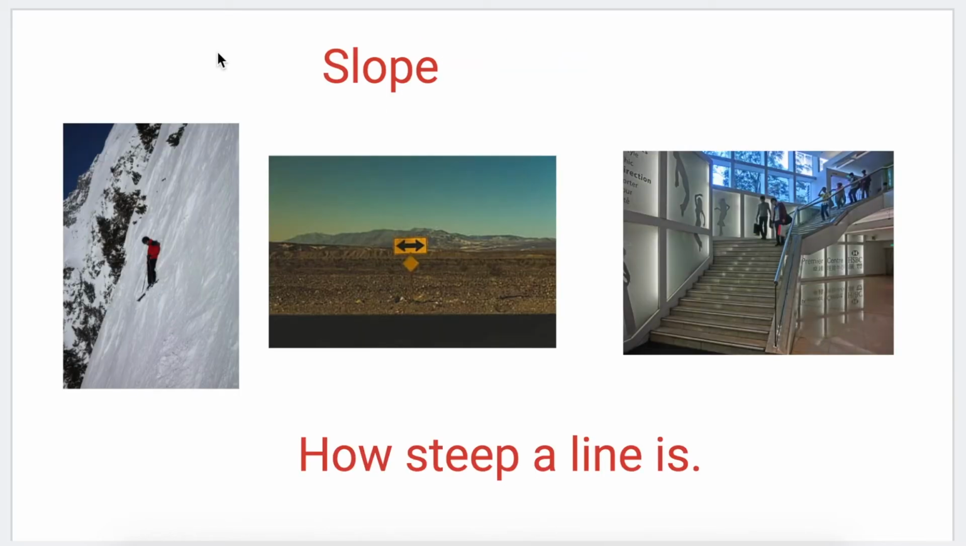So on this slide, we have three pictures depicting the magnitude of slope. The first image here shows a very steep side of a mountain. The second image, a flat road. And the third image shows a staircase. Pretty easy for you to go up and down that staircase. So we can think of a slope as how steep a line is.